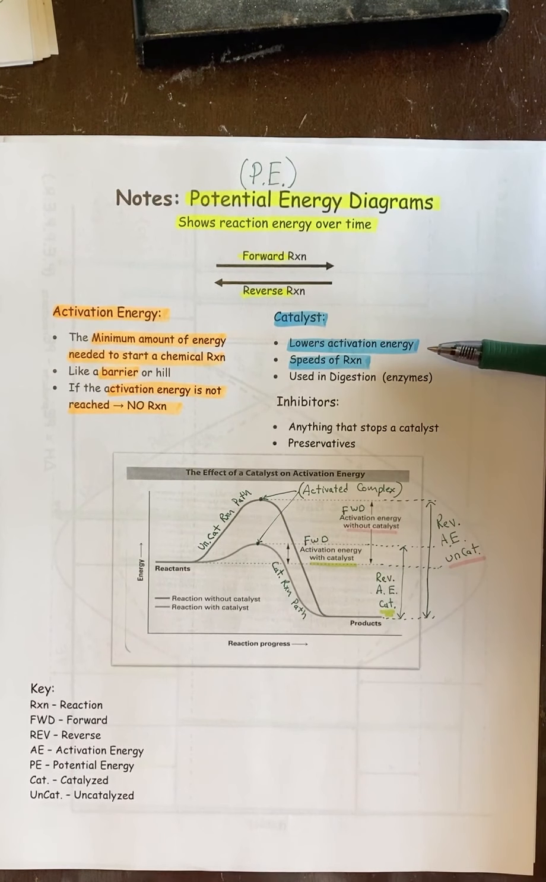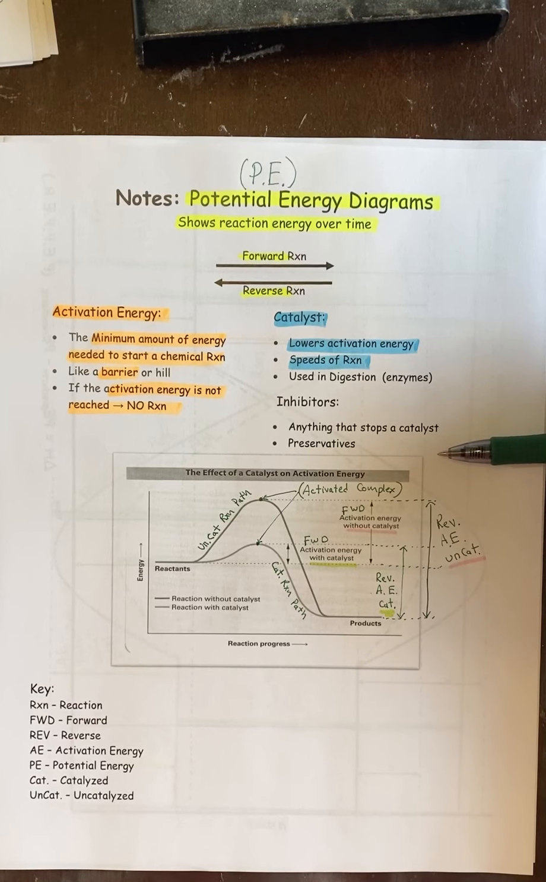Catalysts. They lower the activation energy. They also speed up chemical reactions, and they're used in digestion. The main thing that we're going to talk about here is that they lower activation energy. And I'll explain that in a second. And then inhibitors. Inhibitors are anything that stops a catalyst. In food science, an inhibitor is basically a preservative. So the bacteria that digest our food, that make our food go bad, they use catalysts in order to digest the food. Well, something that stops their catalysts will make the food last longer. We call it a preservative. That's really all a preservative is.